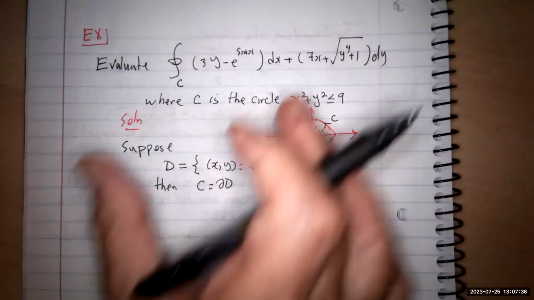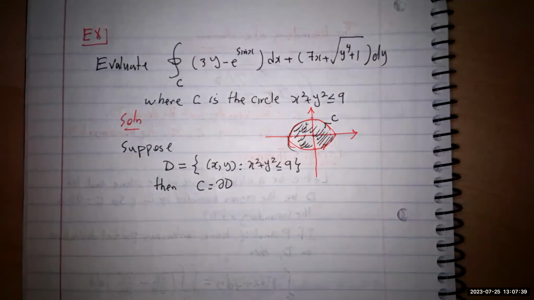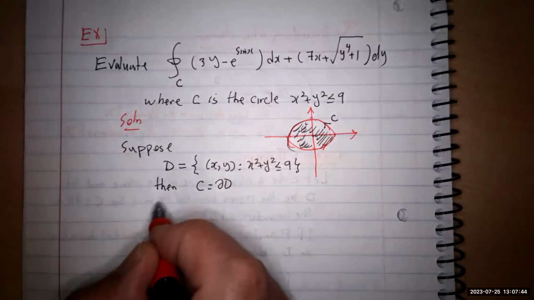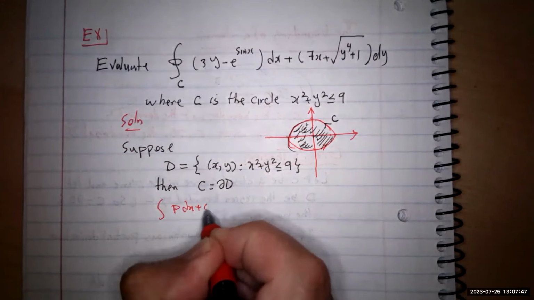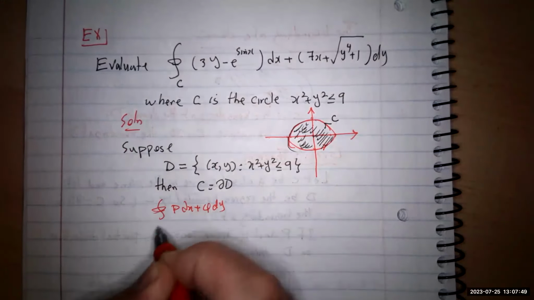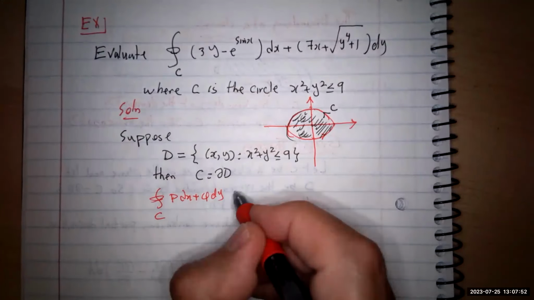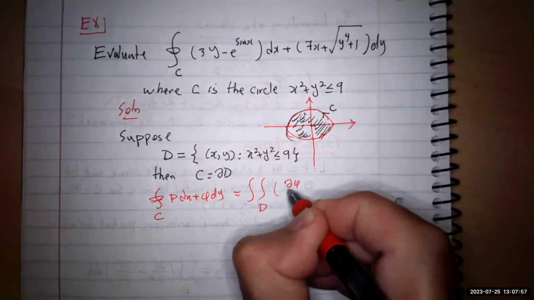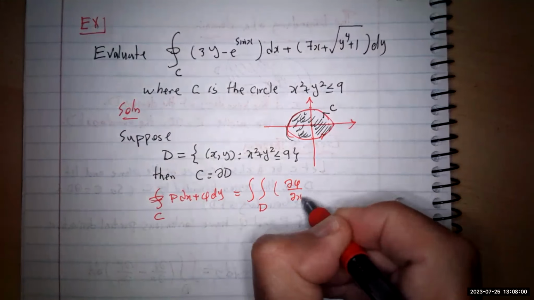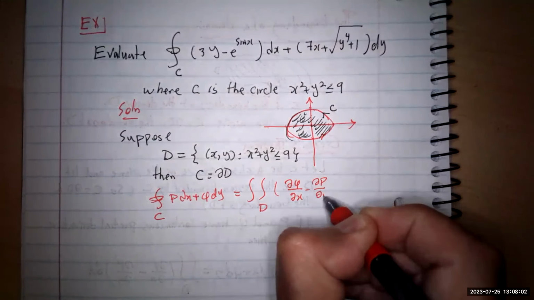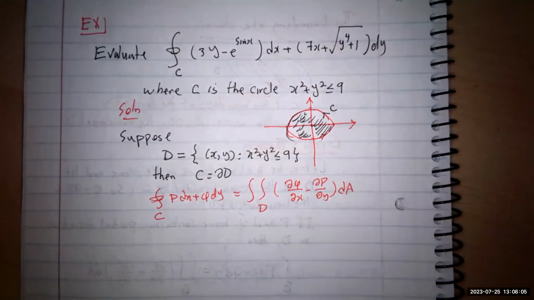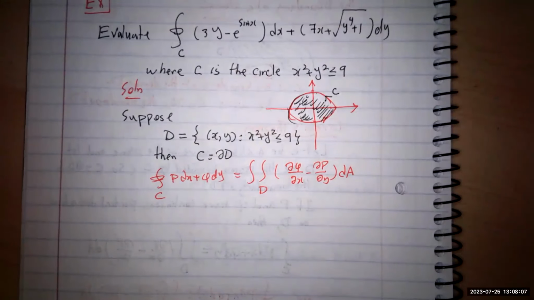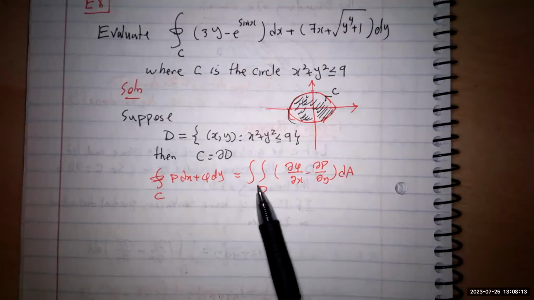Okay, so you can change this into the Green's theorem format. In the Green's theorem format, this integral that you are interested in, P dx plus Q dy over this C, would be changed to a double integral in the domain D of ∂Q/∂x minus ∂P/∂y, dA. You see, this is the way you are going to connect them together. Any question?